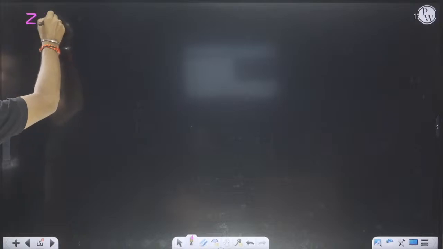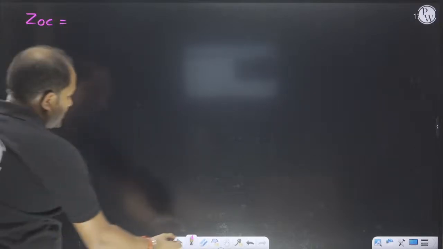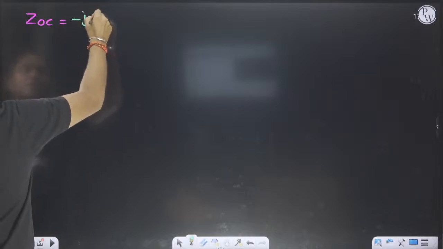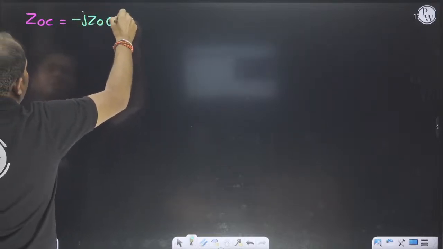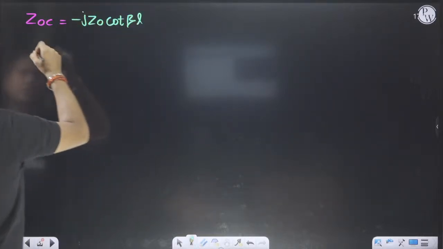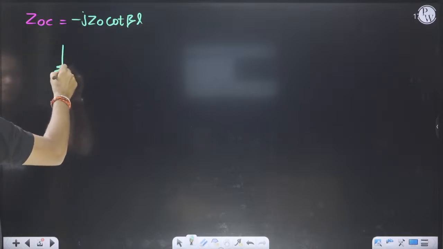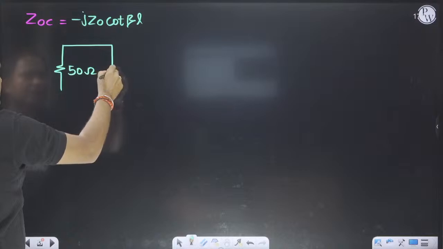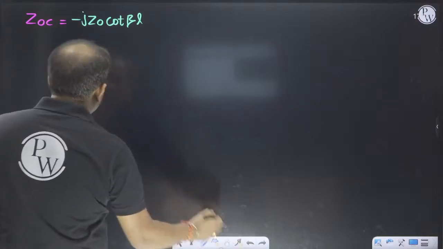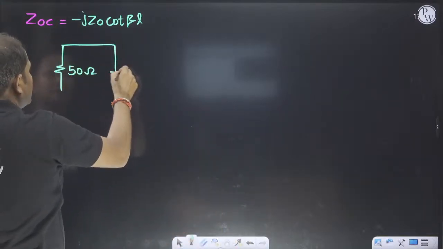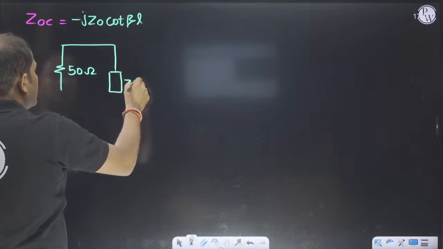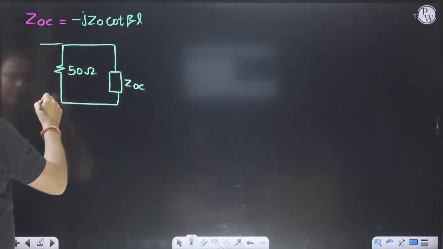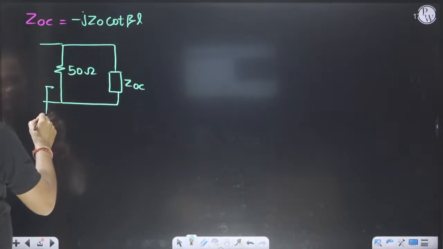So what is the open circuit impedance? The open circuit impedance is minus jZ0 cot beta L. Yes sir, we know the formula. Then we have the 50 ohm impedance, and the open circuit impedance is ZOC. And then I will ask what is the impedance here. You will say the impedance here is Z1.